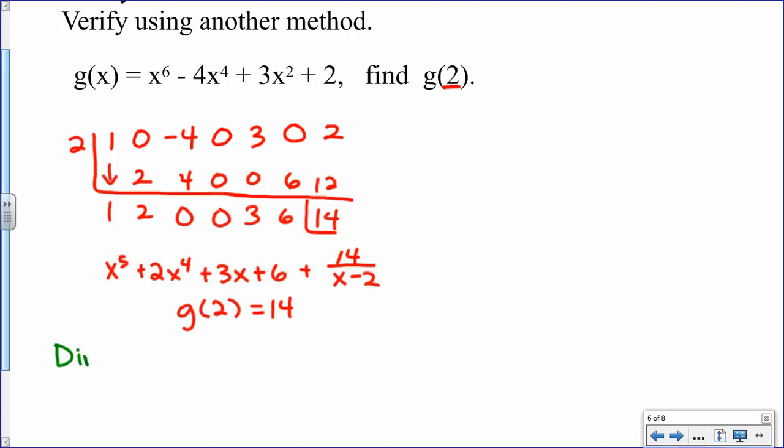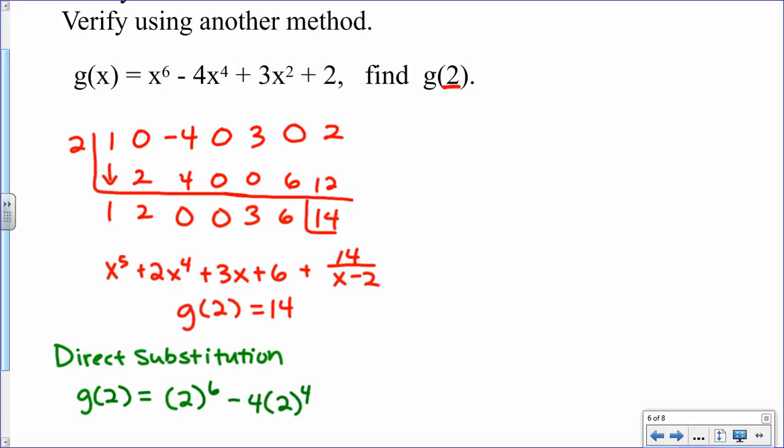So plug in for x, how we would do this if we didn't have directions to use synthetic division. So this is on your quiz tomorrow, so if it says use synthetic division, you do have to show this work, the synthetic division.